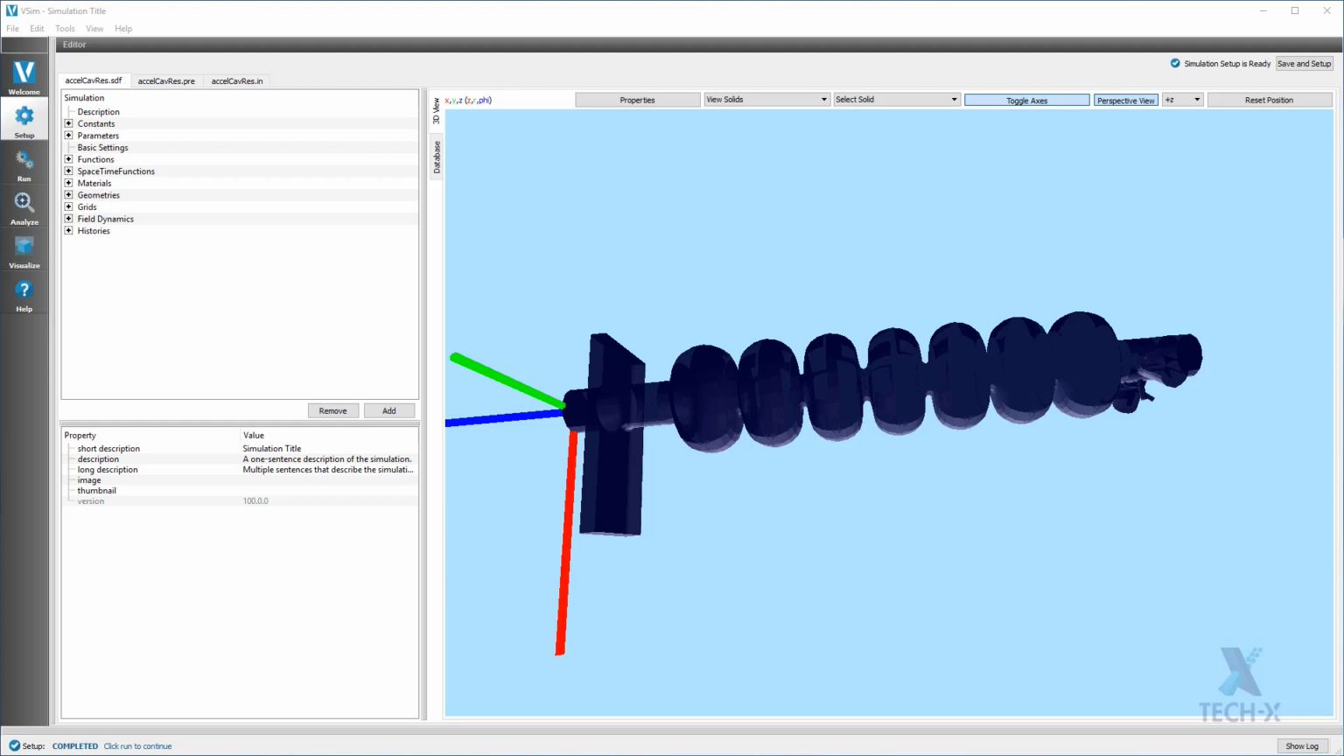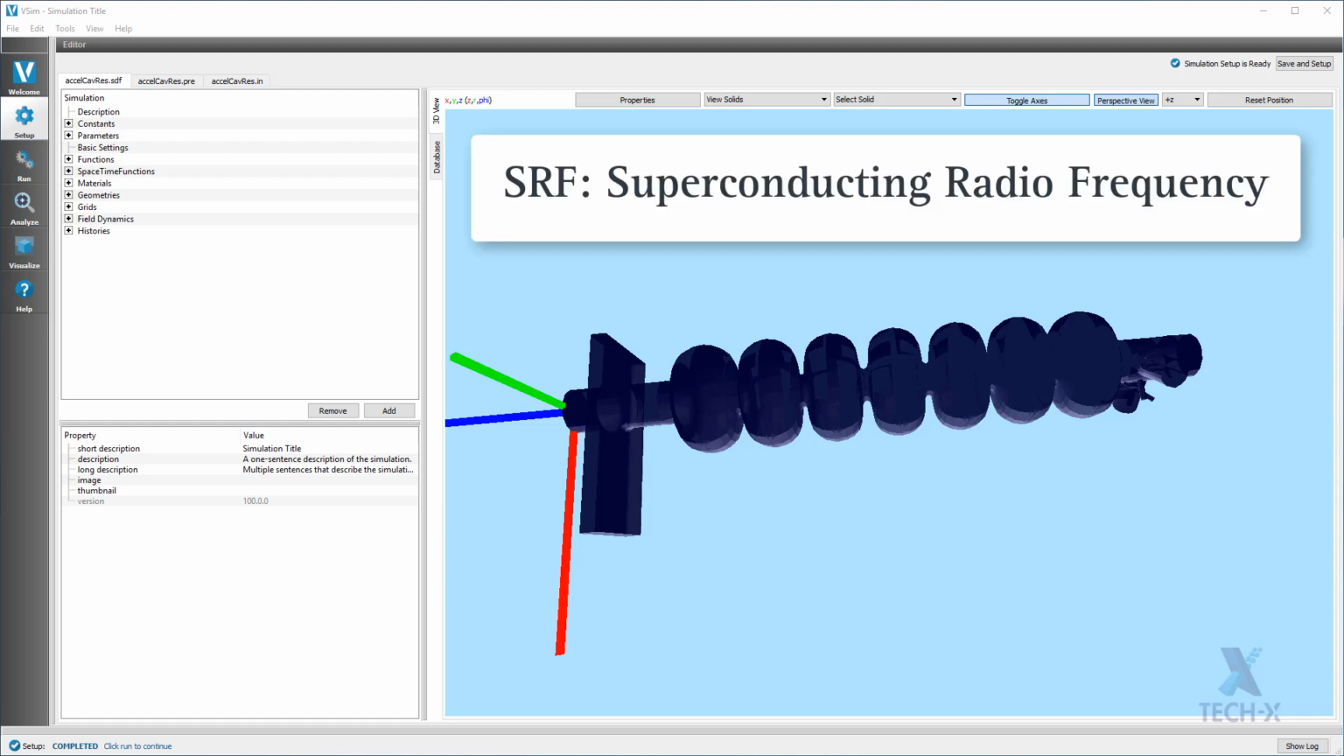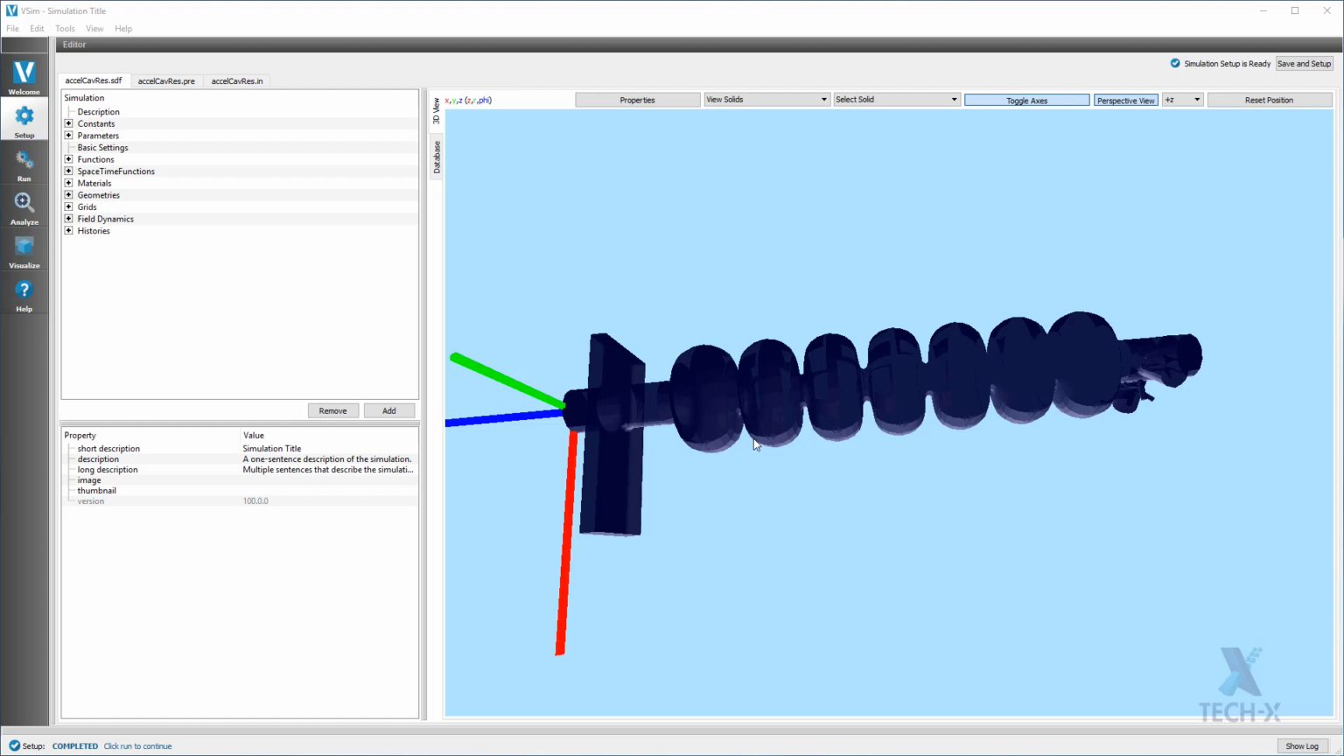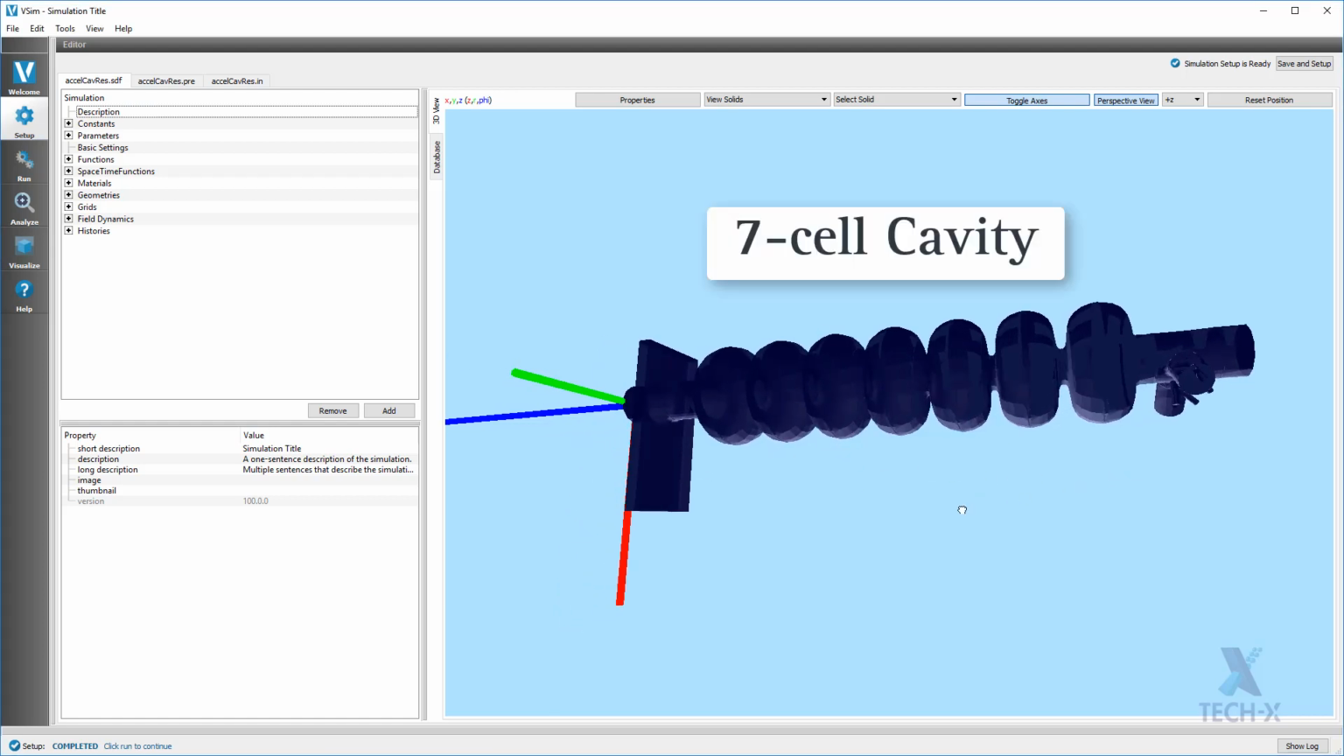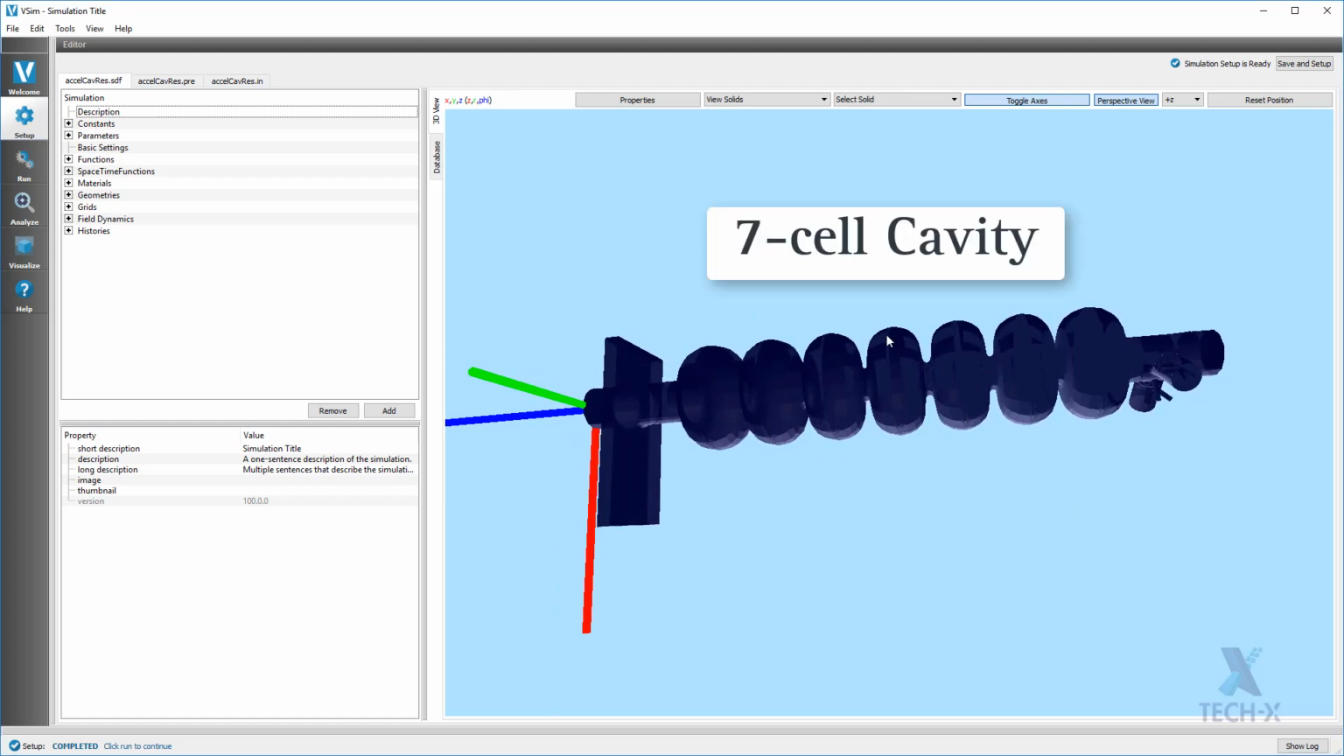Hello, I'm Jared Letty. I'm a research scientist at TechX, and I'm going to be taking you through a simulation of an SRF cavity. These are used for particle accelerators to provide acceleration to the particles as they move through the cavity. So I have a picture of the cavity up here. This is a 7-cell cavity. As you can see, there are 1, 2, 3, 4, 5, 6, 7 cells.